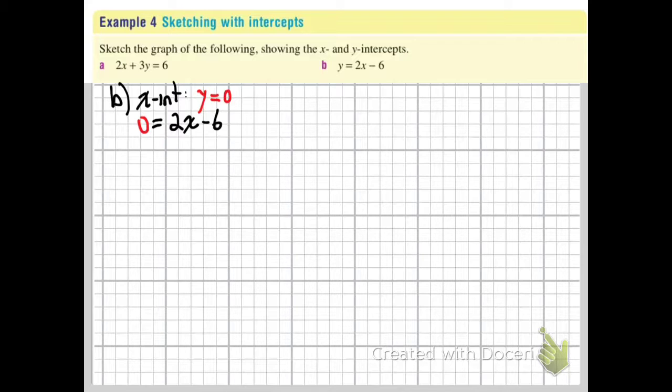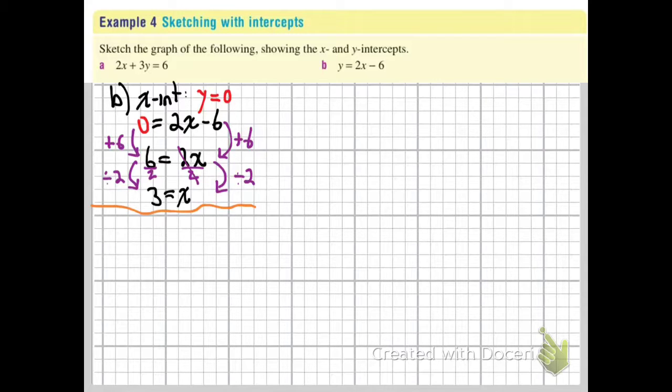Now, we need to get x by itself. The first thing we're going to do is get rid of that 6, and we'll do that by adding 6 to both sides. We get 6 equals 2x, and this is actually looking quite familiar, isn't it? We divide by 2 on both sides, and we get 3 equals x. So that's our x-intercept. Next one's even easier. We plug in 0 for x to find the y-intercept. So 2 times 0 minus 6, and guess what? That 2 times 0 is 0, so it goes away, and we're left with y equals negative 6. Easy. So that is our y-intercept.